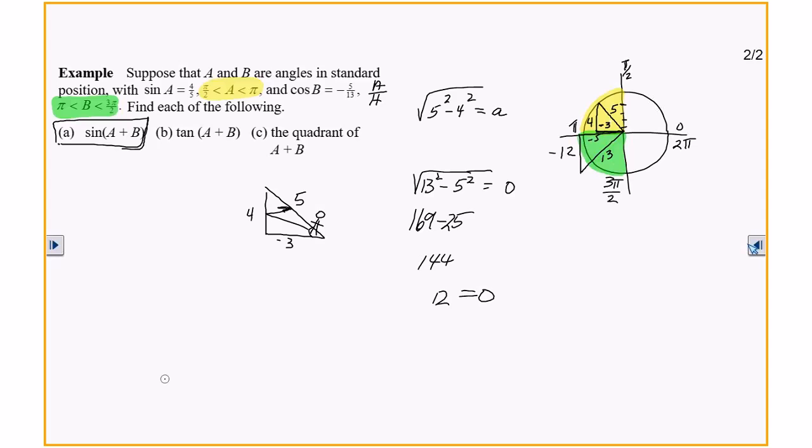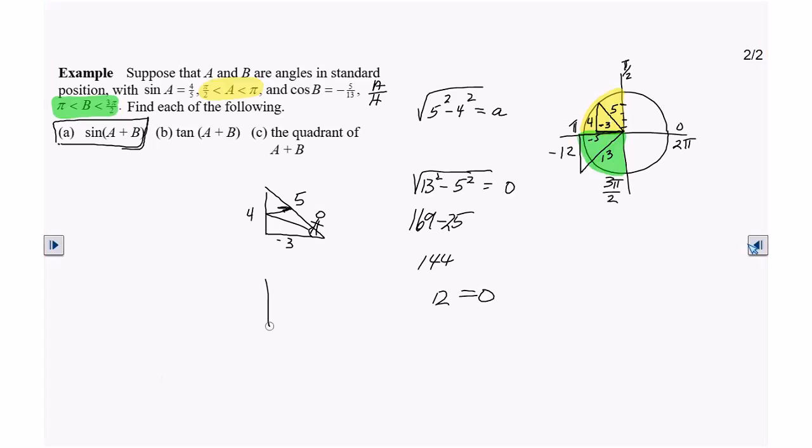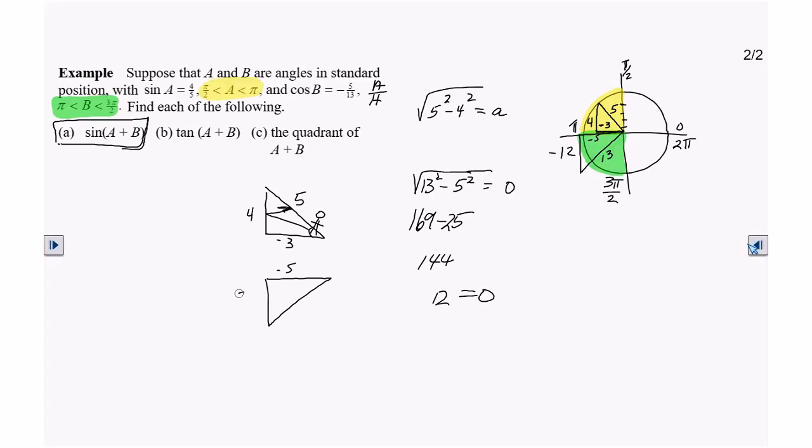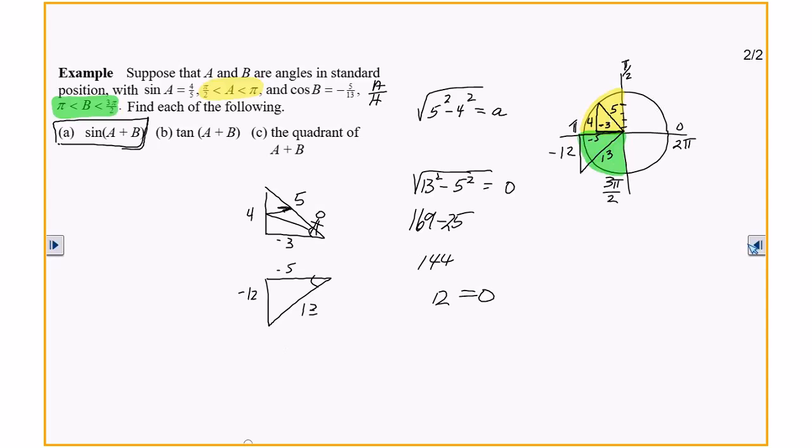You get 53.1, everybody? Okay, 53.1. That doesn't sound good. And then B, take B here. B is like this, and that's going to be negative 5, negative 12, and 13. And the sine of B is going to be what? It's going to be negative 12 over 13.